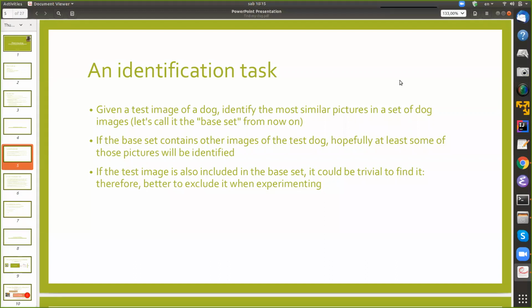If, of course, exactly the same image that we provide for search is available in the archive, we actually will not need a special solution to find that picture because it will be trivial to find it. So during our experimentation, this is the reason why I suggested to use different pictures of the same dog. But we will also see why this is really important.